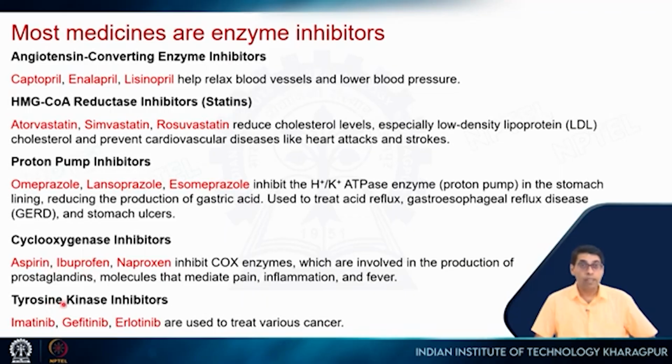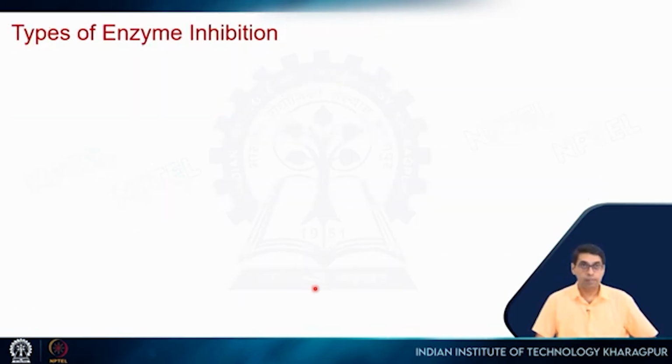And then there are tyrosine kinase inhibitors. We have already seen the example of imatinib, right? And then there are other variants which are used to treat various kinds of cancer. I will also talk about some more inhibitors as I go through this lecture.